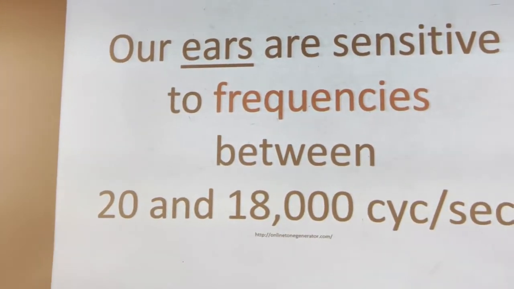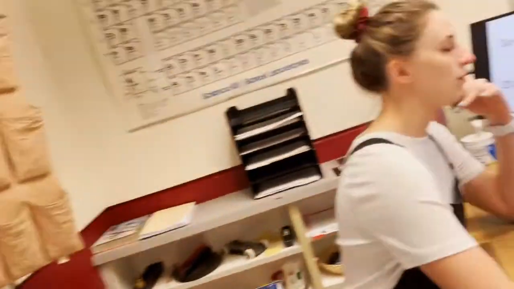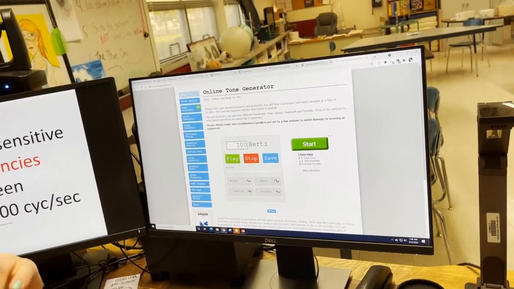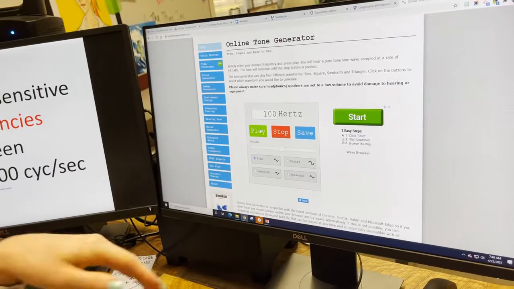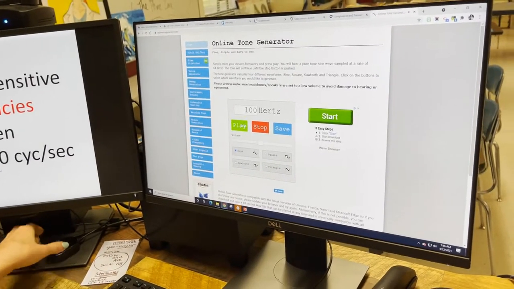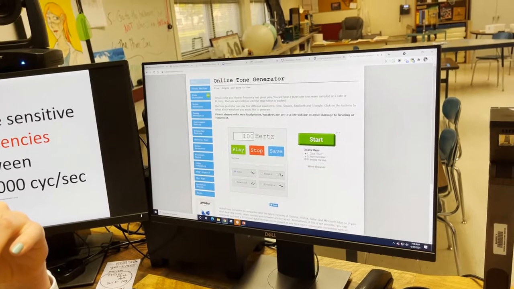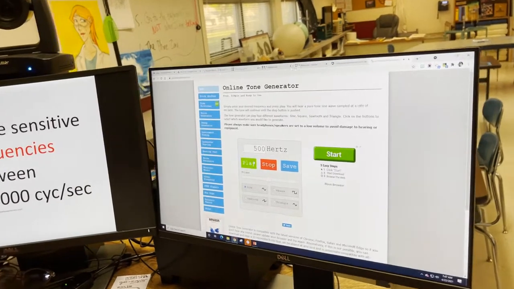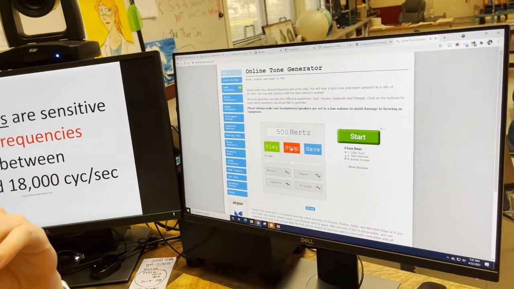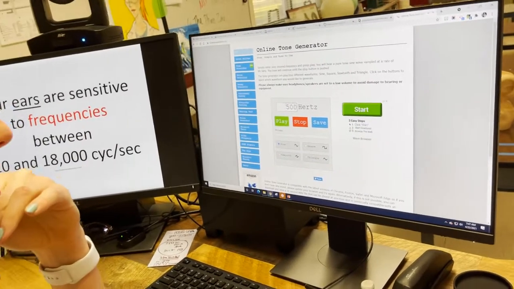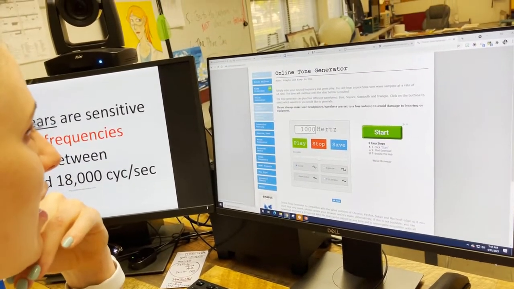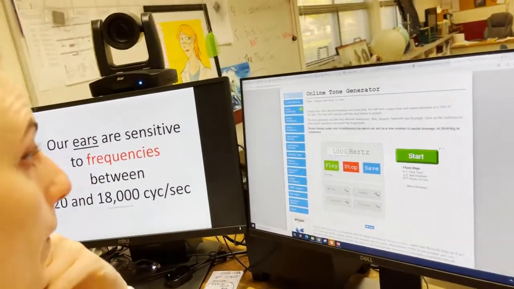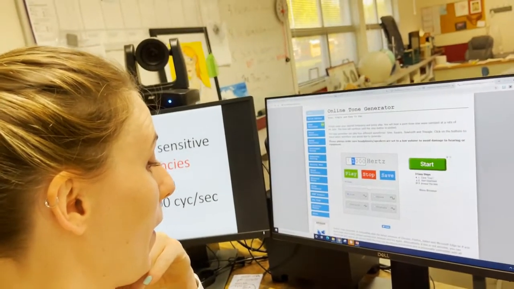Okay, we also have this tone generator. What sound should we play, Mr. Boykin? 100. Okay, you guys ready? Now how about 500? See, that's a higher frequency. Let's do 1,000. Let's do 12,000.